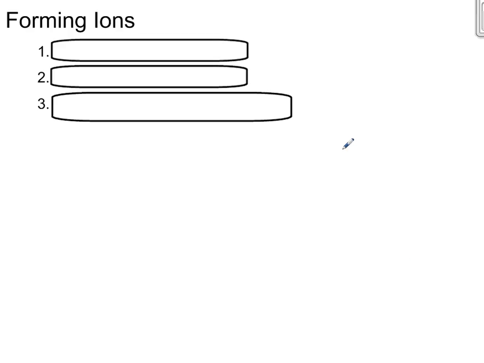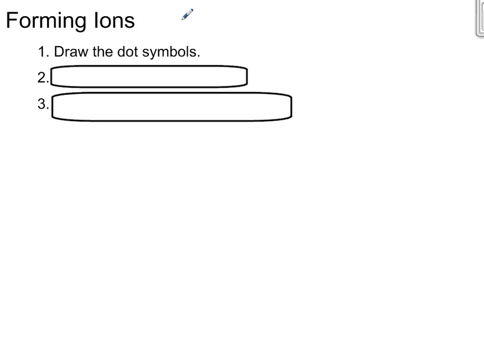Go again. All right, forming ions. So the second part of your homework asks you to draw ions. Now, ions form between metals on the left-hand side and nonmetals on the right-hand side. It forms what we call an ionic bond. Now, first step for drawing an ionic bond is always draw the dot symbols. We should be pretty good at that right now.